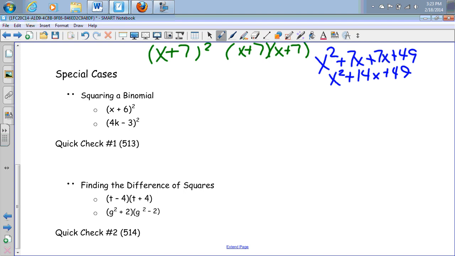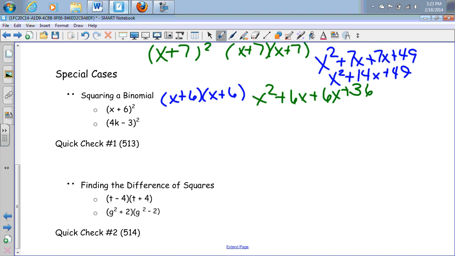Okay? Let's do the quantity x plus 6 squared. So I'm going to take x plus 6 times x plus 6. Again, my first terms, x squared. My outer term, 6x. My inner term, 6x. My last term, 36. X squared plus 12x plus 36. Okay, maybe you're seeing a pattern.